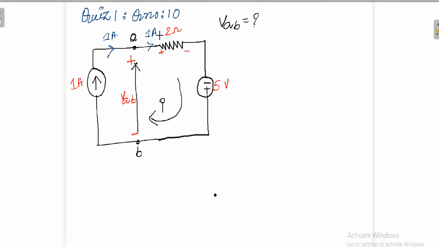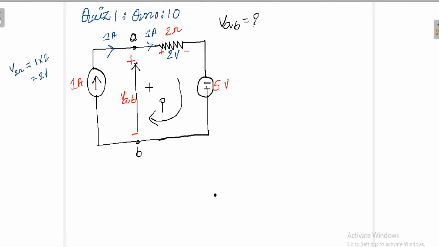If 1 amp current flows through the 2 ohms, then what will be the voltage drop across the 2 ohms? Voltage drop across the 2 ohms is equal to current flowing through the 2 ohms times resistance, that is 2. So 1 into 2 is equal to 2 volts. So the voltage drop across these 2 ohms is 2 volts.